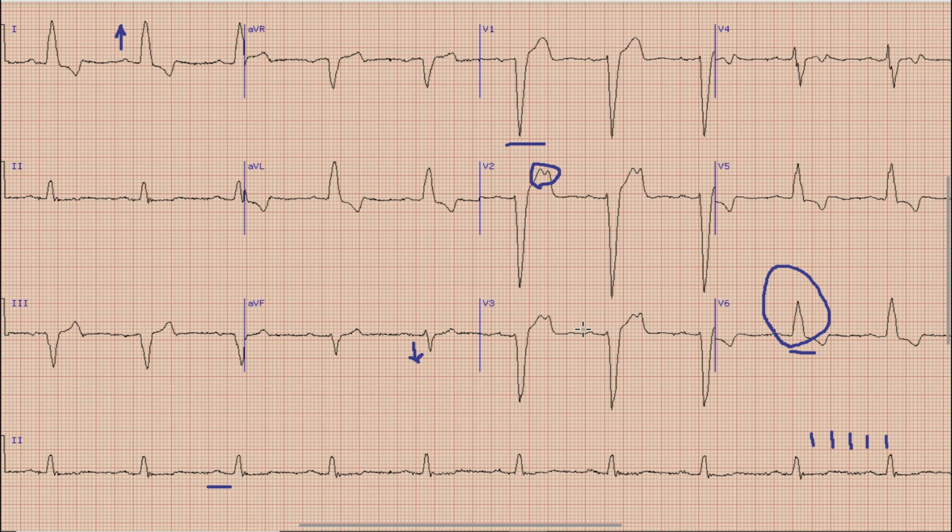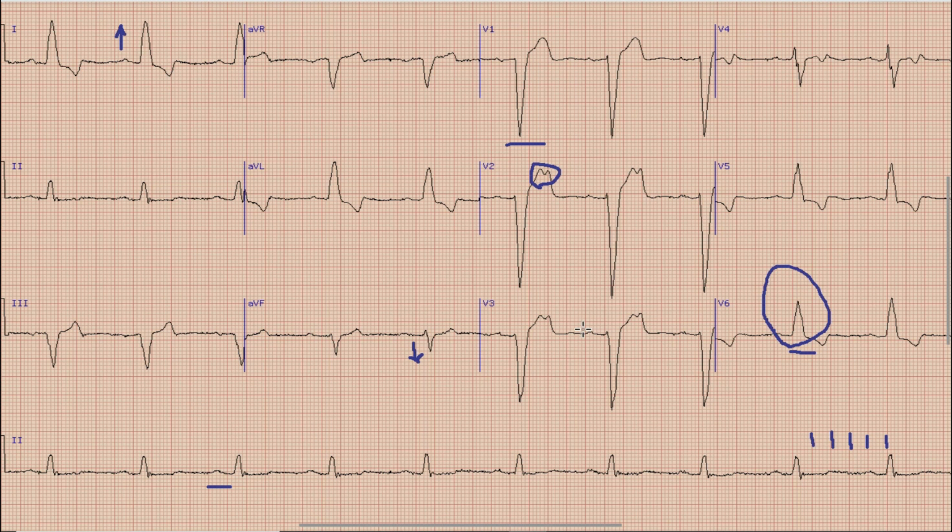The 2 into 1 AV block can be within the AV node or it can be infranodal. To differentiate or to localize 2 into 1 AV block, we generally use IV atropine or exercise tolerance test. But in this case, as there is left bundle branch block accompanying this 2 into 1 AV block, the likelihood is that the 2 into 1 AV block is located below the AV node, and hence the patient would require a permanent pacemaker.